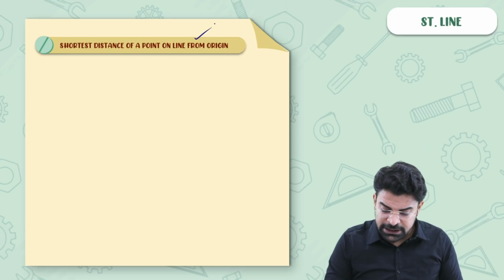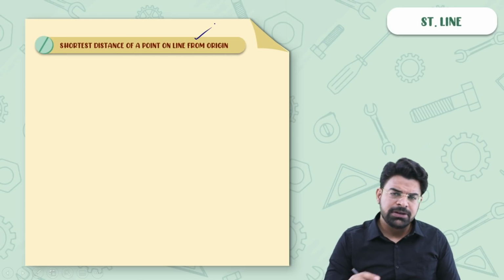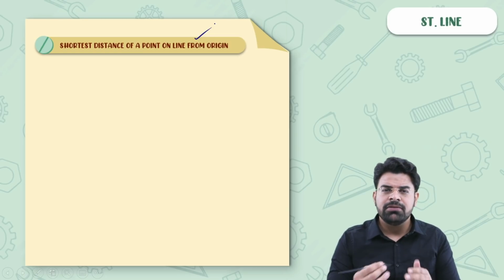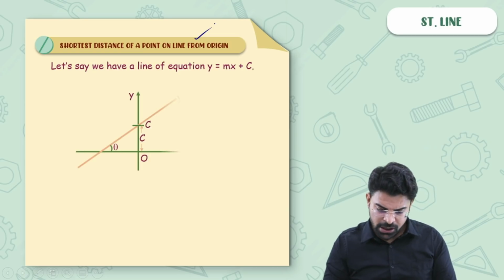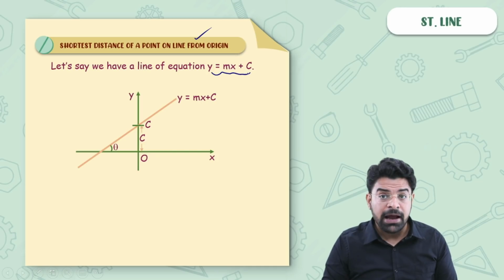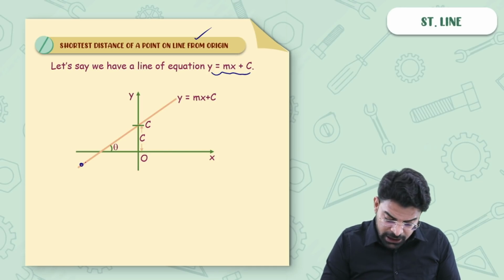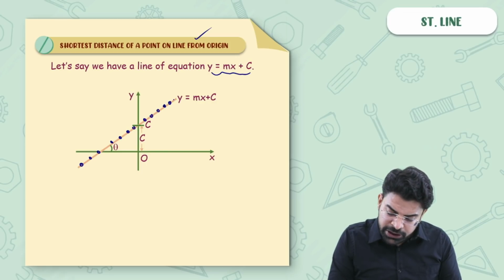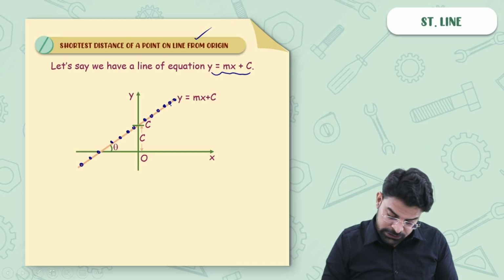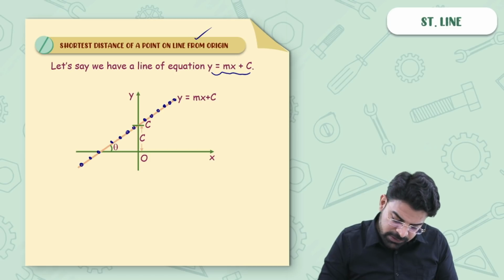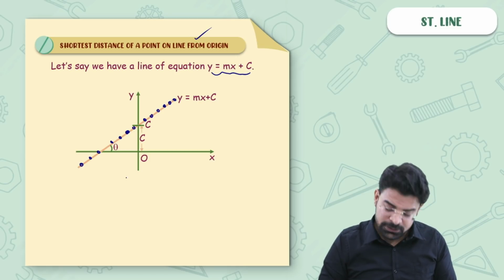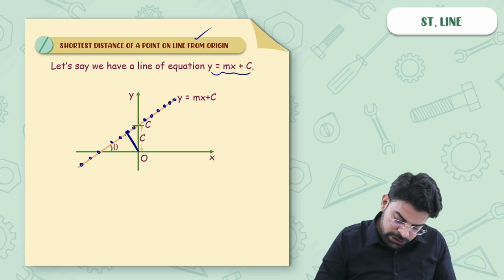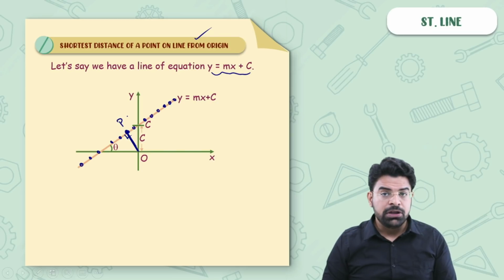Now, shortest distance of a line from the origin. This becomes useful in some later chapter where we need to find the shortest distance. So let's say we have a line given by y equals to mx plus c. There are infinite points on this line. The simple question is, which point on this line is closest to the origin? So sir, to find the point on this line which is closest to the origin, that will be this point. How will you find this point? So I will drop a perpendicular from the origin on this line, and the point where it cuts the line, that point will be the closest point.